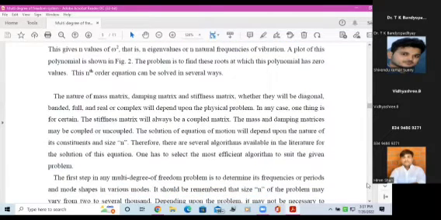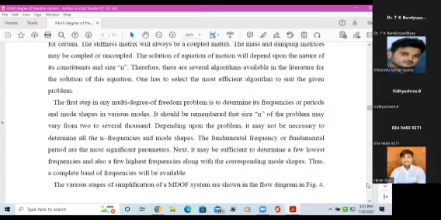The nature of the mass matrix, damping matrix, and stiffness matrix, whether they will be diagonal, banded, full, and real or complex, will depend upon the physical problem that you are trying to solve. In any case, one thing is for certain: the stiffness matrix will always be a coupled matrix, as I have shown in our equation. The mass and damping matrices may be coupled or uncoupled depending upon how you have done the formulation. The solution of the equation of motion will depend upon the nature of the constituents and size n. Therefore, there are several algorithms available in the literature for the solution of this characteristic equation. One has to select an appropriate, most efficient algorithm to suit your given problem, because the same algorithm may not work in all cases.